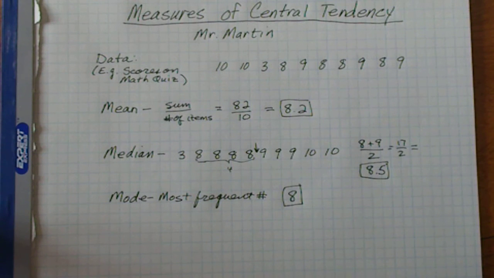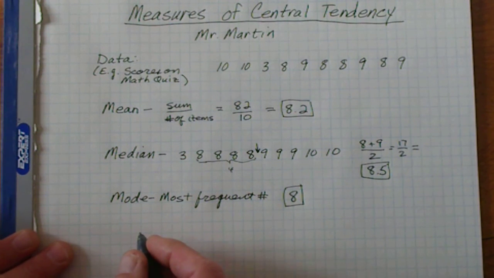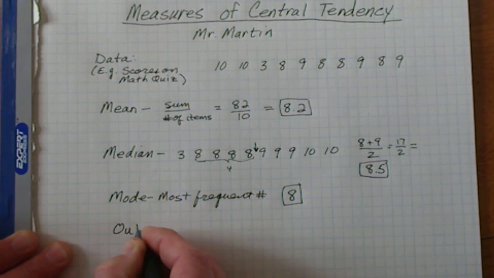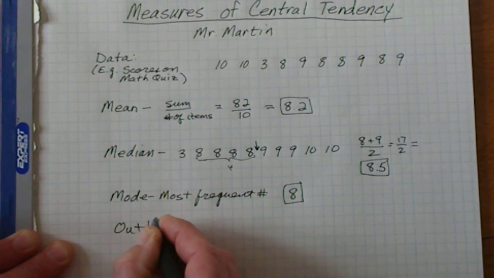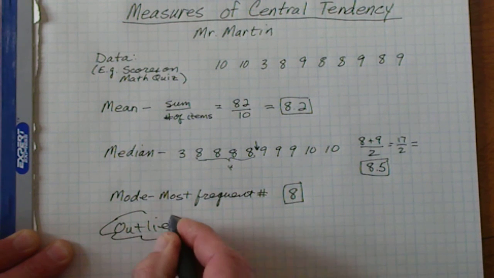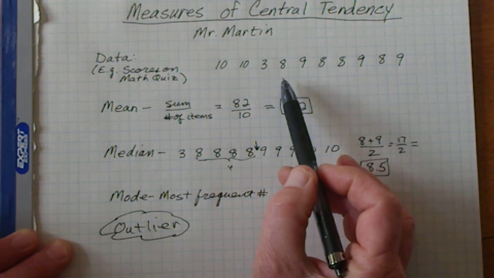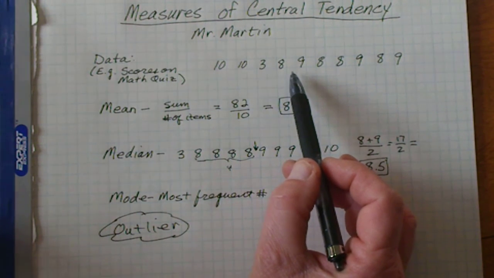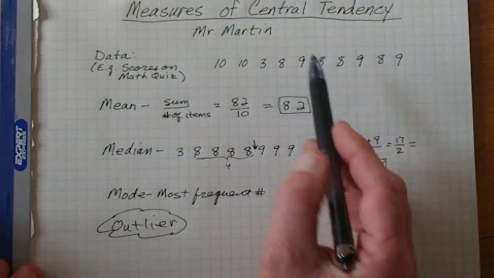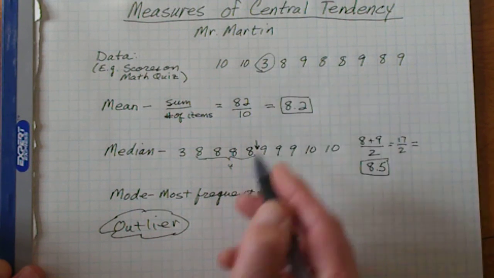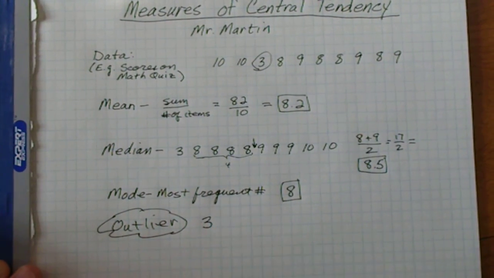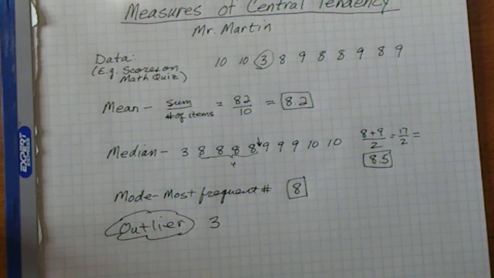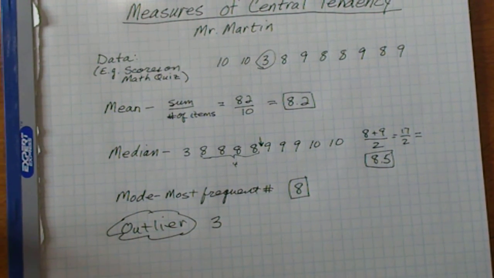One more item that we're going to look at is the concept of an outlier. I'm going to write down outlier. When we're looking at the original data, an outlier is a number that is much higher or lower than all the other numbers. It looks like the outlier here would be 3. So here we would call 3 an outlier. So that's our lesson on measures of central tendency.